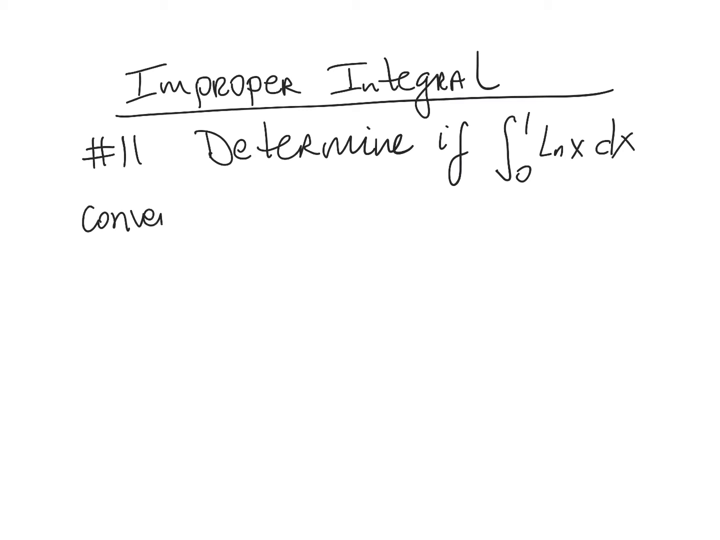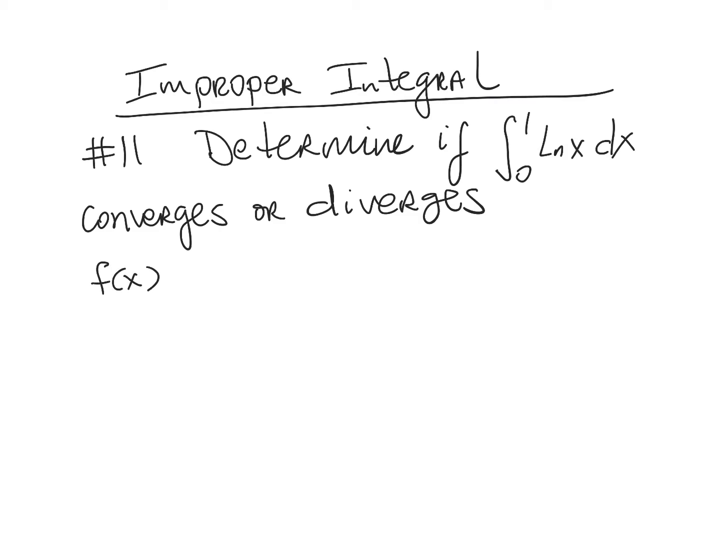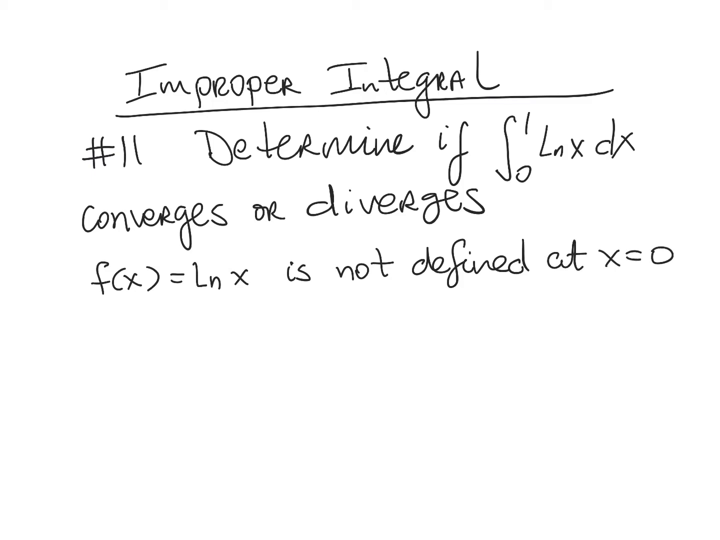So first let's see why. We want to see if this integral converges or diverges. We first want to see why this is an improper integral. The function f of x equals natural log of x is undefined at 0, which is the lower bound of integration here. And also, as x approaches 0 from the right side, the function natural log of x becomes unbounded. And that's, again, the reason why this is an improper integral.